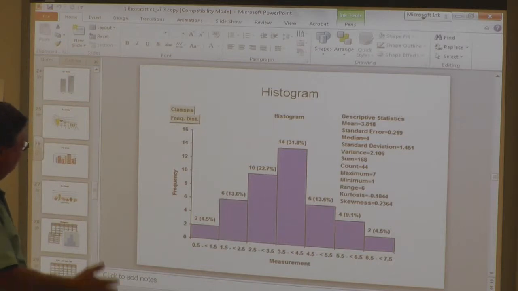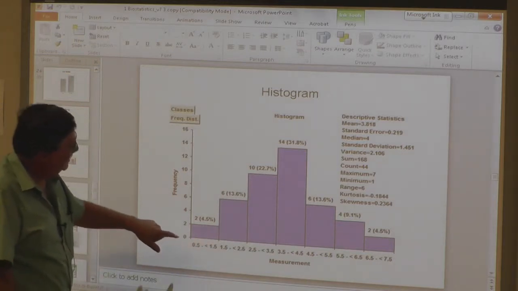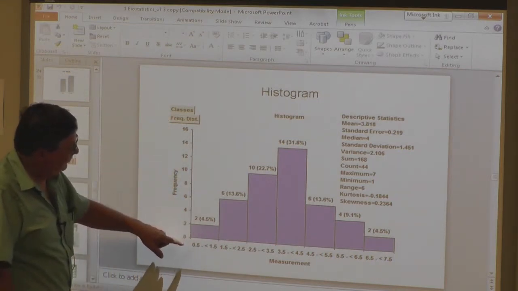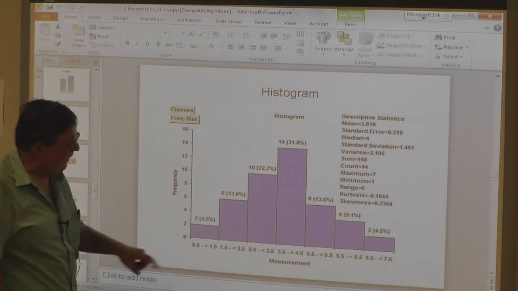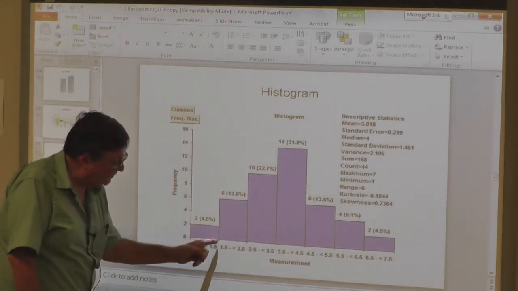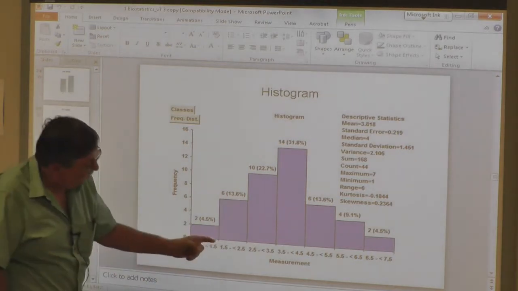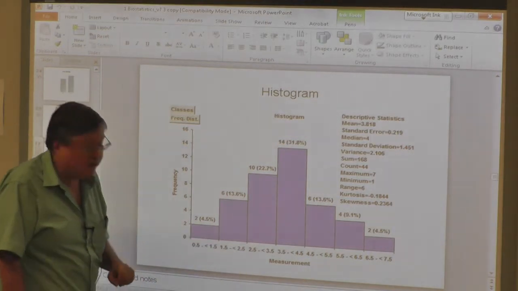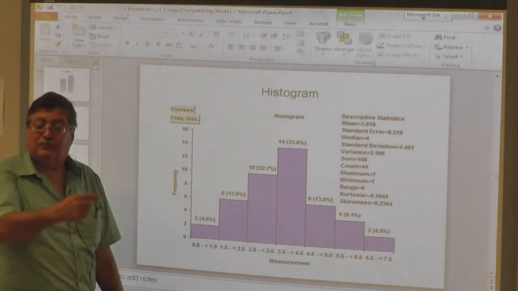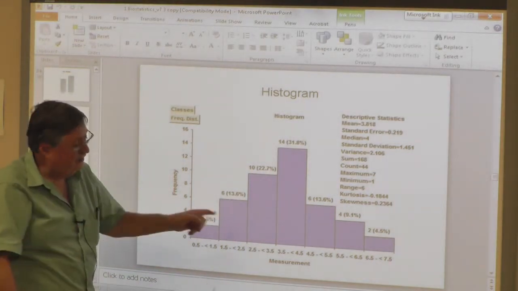And it goes from 0 to about 7.5. This first bar represents all the people, or the frequency of people, that have a value between 0.5 and less than 1.5. Because if you were 1.5 exactly, you'd be in the next group, 1.5 to less than 2.5. If you were 2.5, you'd be in the next group. If you were 2.499999, you'd be in this group.